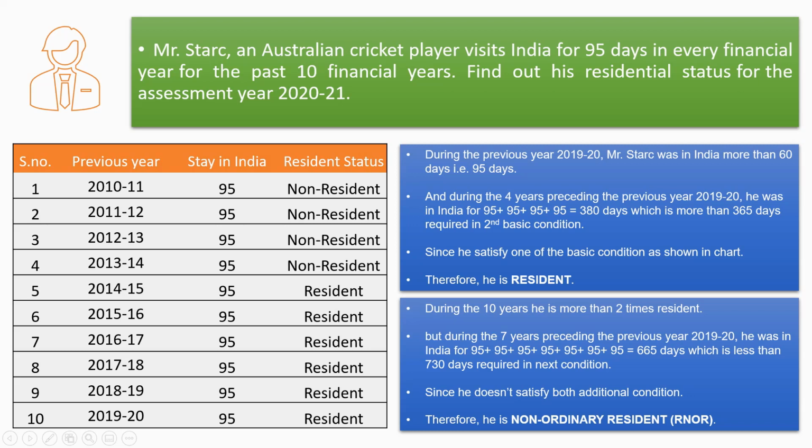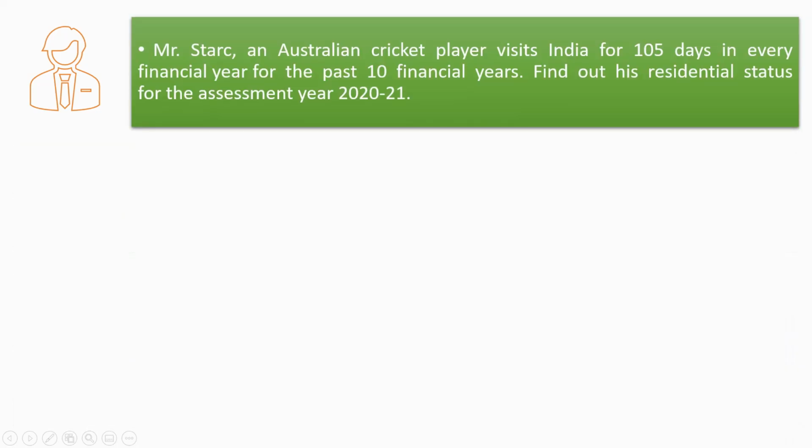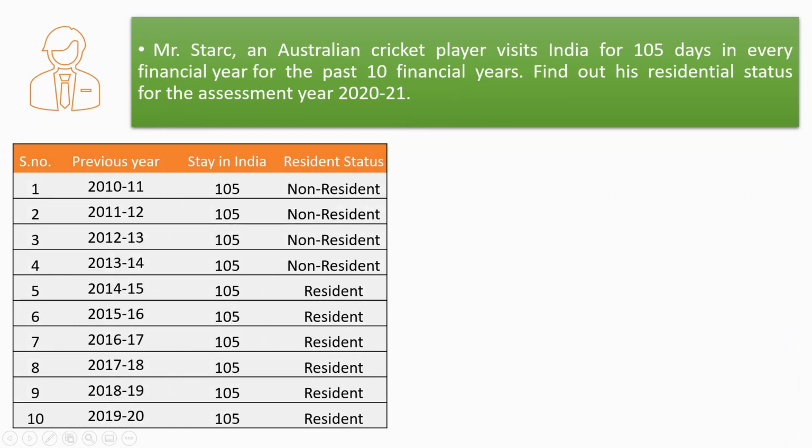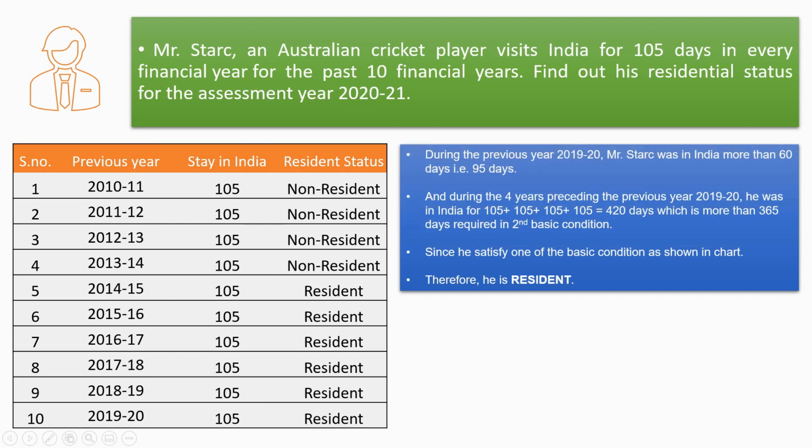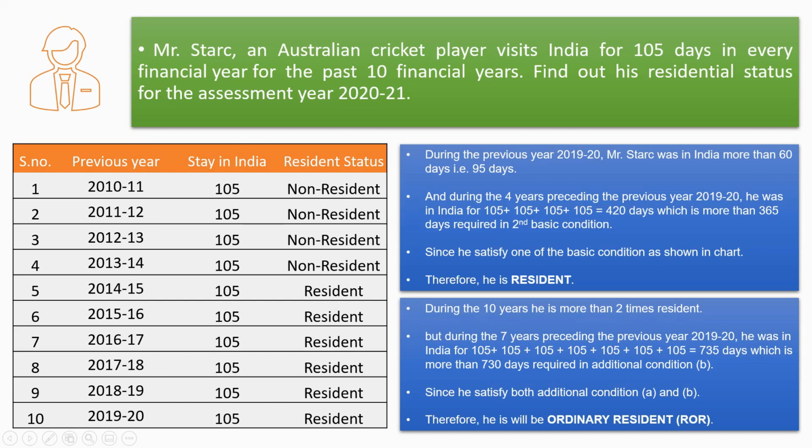Let's take a similar example, where Mr. Stark stays 105 days in every financial year for the past 10 years. From previous example we know he is resident and satisfies first additional condition. When we check second additional condition, his total stay in India is 735 days in 7 years preceding previous year, which is more than 730 days. So, second additional condition is also passed. So, he becomes ordinary resident for assessment year 2020 to 21. That is how you can find out resident status of a person for income tax purpose.